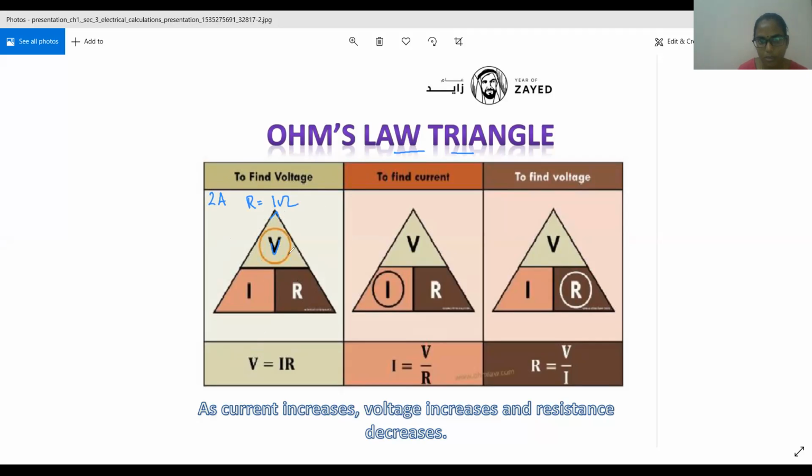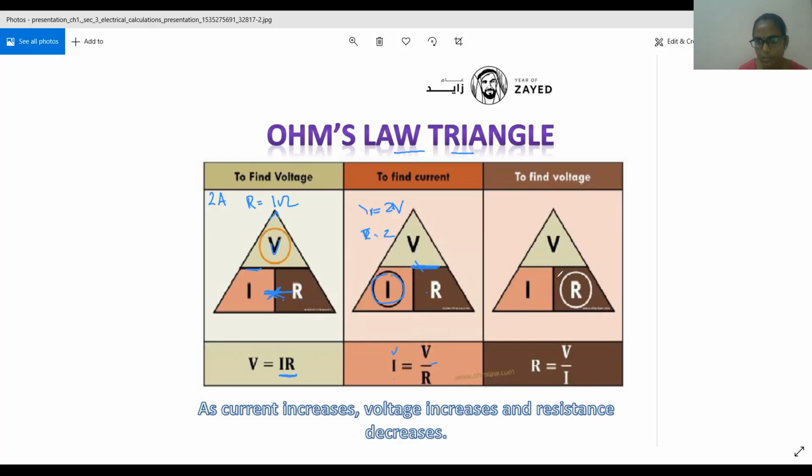Here, for V, you see that I and R are parallel, at the side. So they are multiplication. This symbol indicates multiplication, and this indicates division. So just write I into R side by side. Now you want to find the current. Suppose again the voltage is 2 volts and the resistance is constant. How to find the current? Identify the current, write I here, and see it is divided. So write V by R, division.